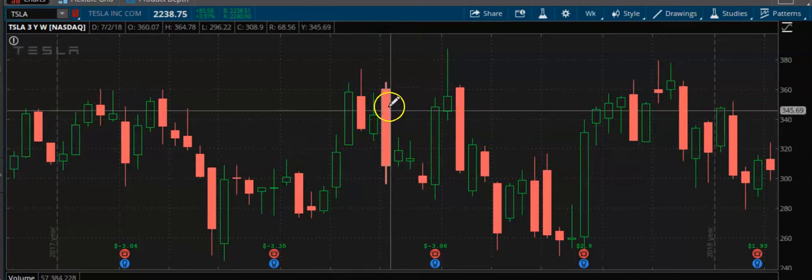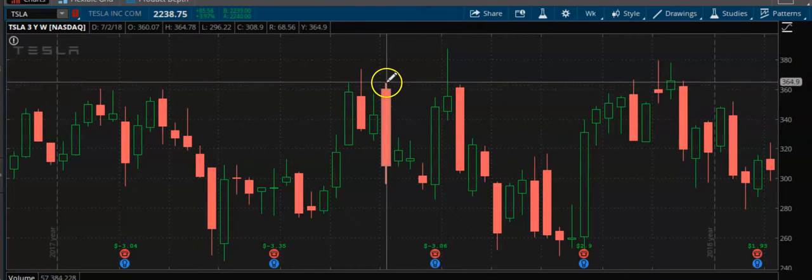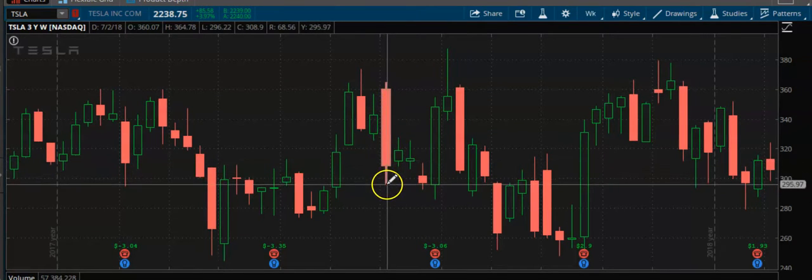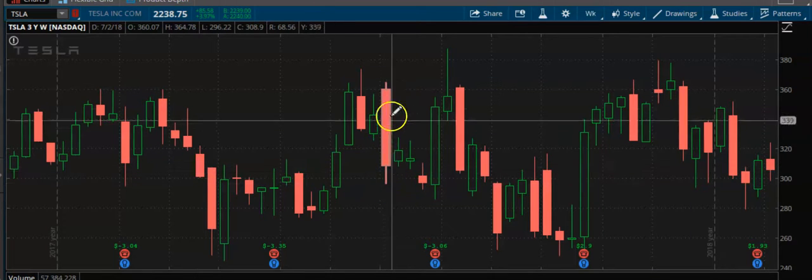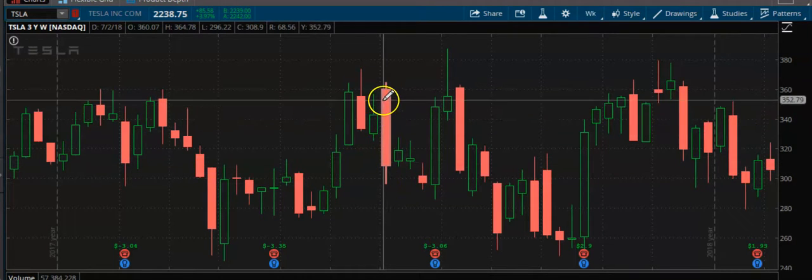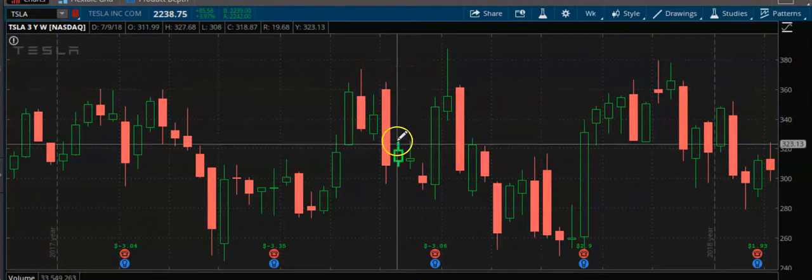And then the wick of the candle shows you how high the stock traded on the top, and on the bottom it shows you how low it traded during that week. And the solid part of the box shows you where the stock opened and where the stock closed.